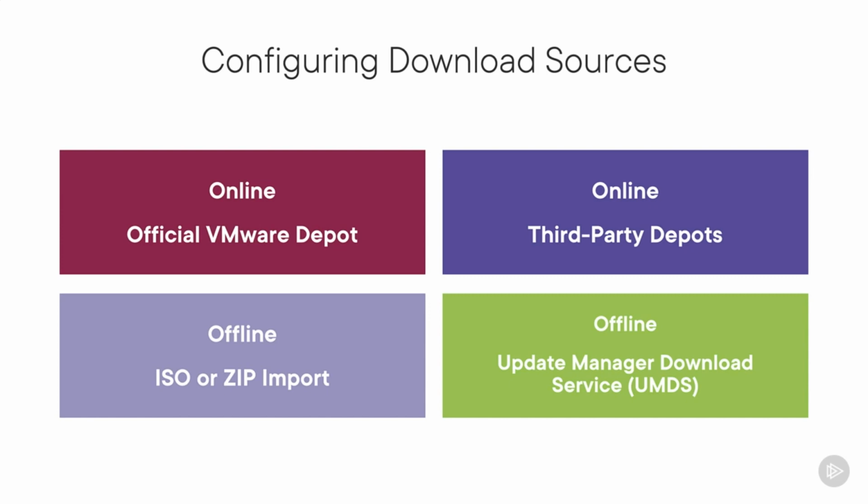UMDS is only available for download and installation on Linux operating systems. It no longer runs on Windows with vSphere 7 and later. To be clear, the machine running the Update Manager Download Service would need internet access, and then once it downloads its patches and updates, it could be disconnected from the internet.